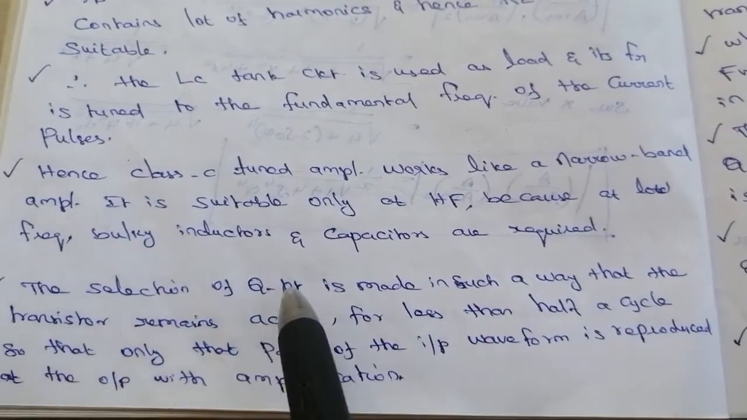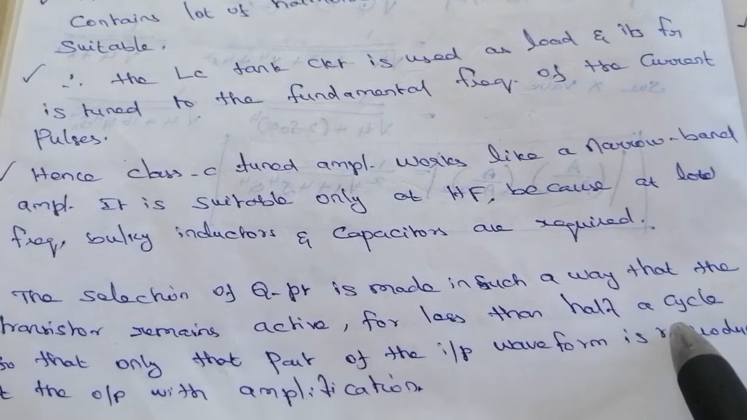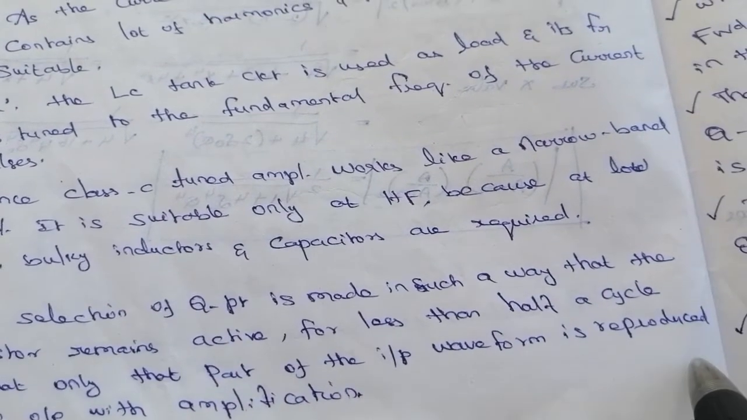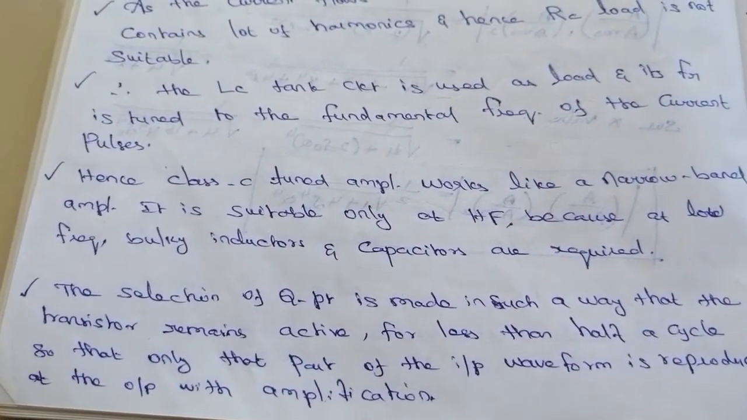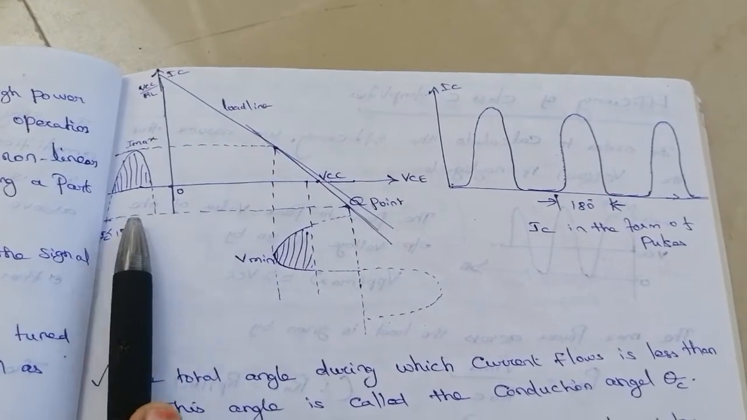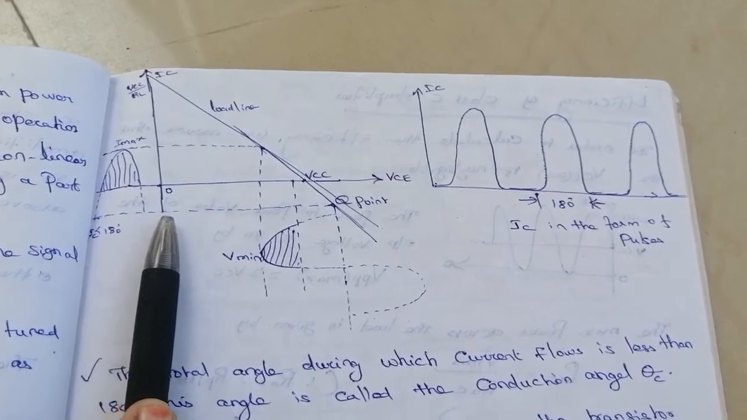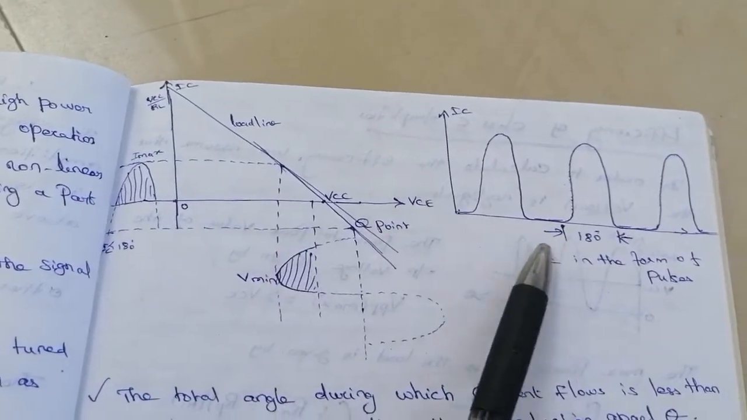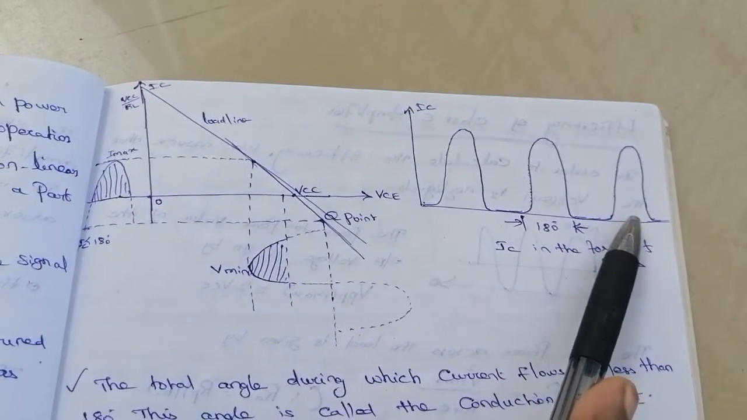The selection of the Q point is made in such a way that the transistor remains active for less than half a cycle, so that only that part of the input waveform is reproduced at the output with amplification, right? This is the output waveform. We have already seen this in the EDC subject in the topic of class A amplifier. This is the load line. This is IC in the form of pulses, right?